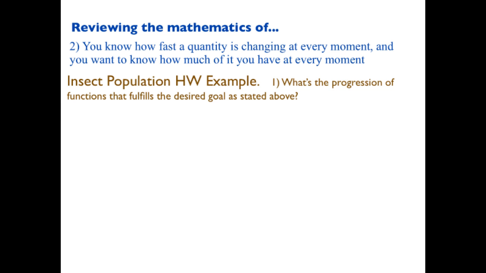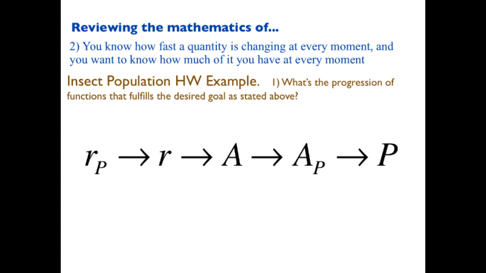All right, what's the progression of functions that fulfills the goal? Here it is. This is part B of number 1. One point each. There's no partial credit. Everything's worth 1 point, so this is 5 total points. One point for each one.